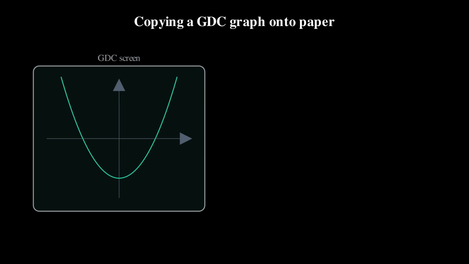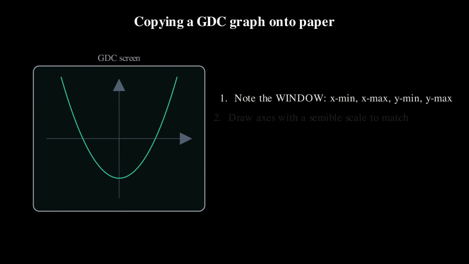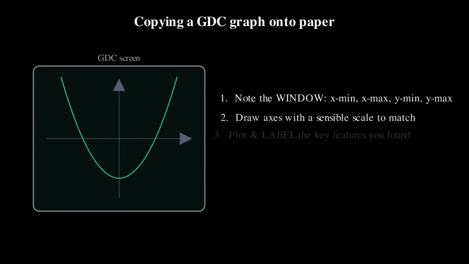Step 1. Note the window, the x and y minimum and maximum on the screen, so your paper axes cover the same range. Step 2. Draw axes with a sensible scale to match. Step 3. The marks. Plot and clearly label every key feature you found.